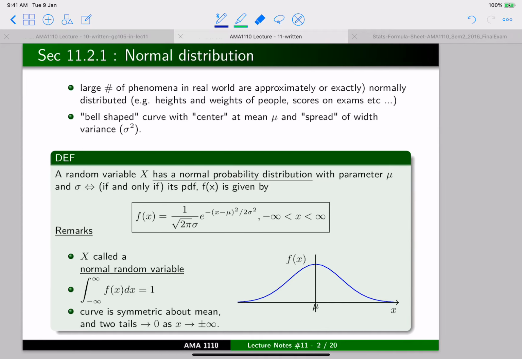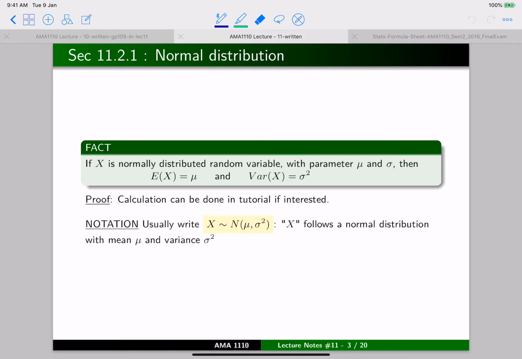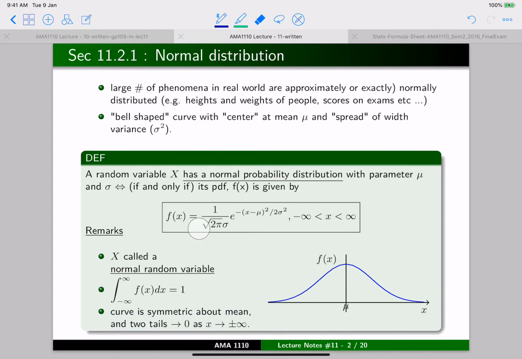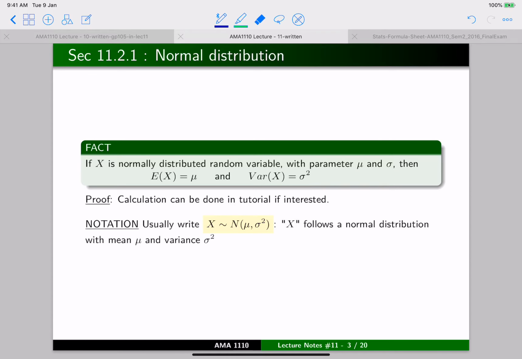As stated before, you can in fact calculate the expectation of X, the integral of x f of x dx from minus infinity to infinity, and show this is equal to mu. Of course, this is very hard. If you know anything about integrals, this is a non-trivial integral. Then the variance you can calculate as sigma squared.